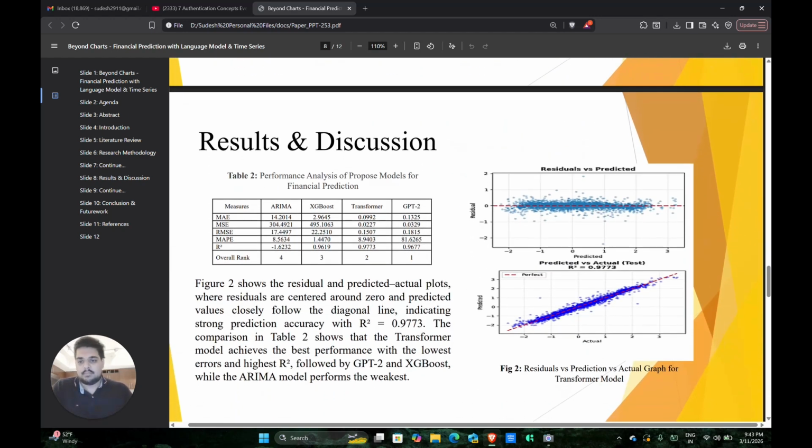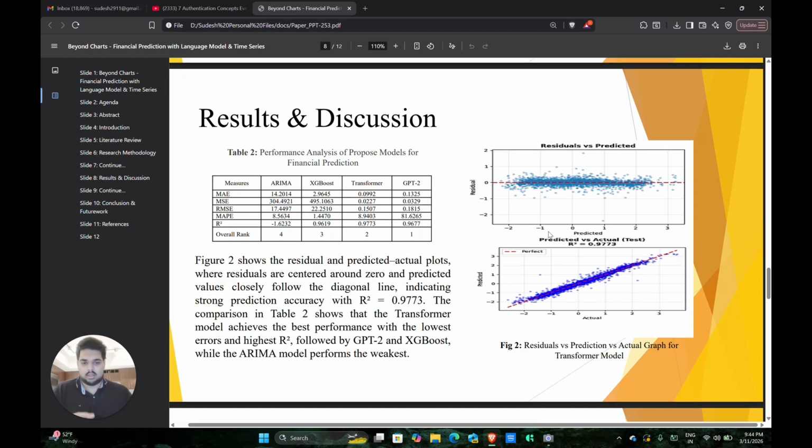So these were the results which I got. R square for baseline was minus 1.6, which said the baseline definitely could have been tuned better. XGBoost turned out to be third. Transformer turned out to be second, and GPT-2 was the best model, which proved that using a large language model for this problem probably makes more sense.